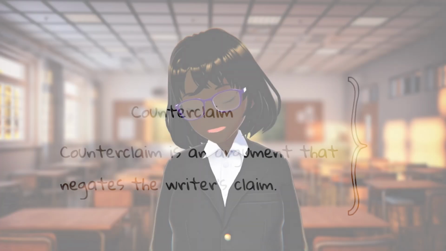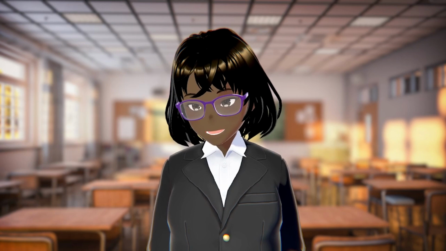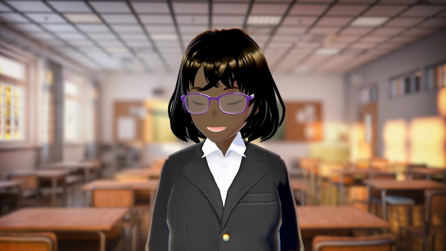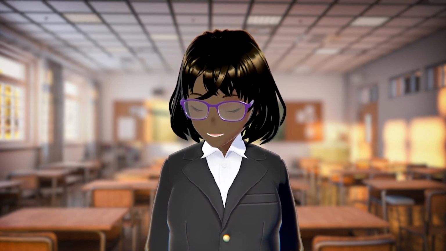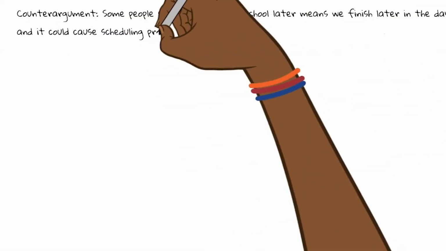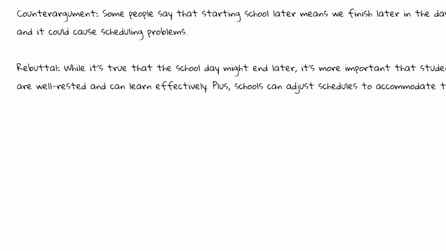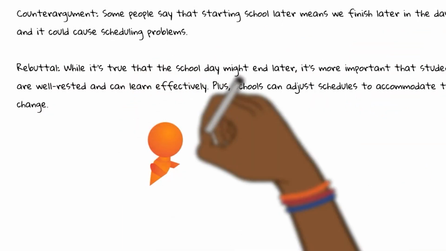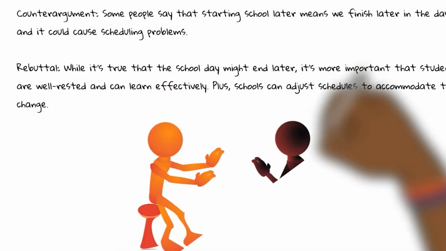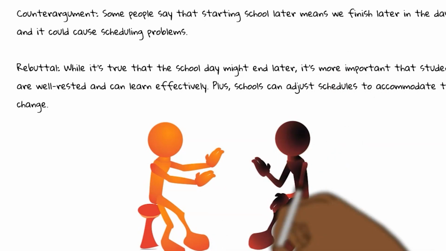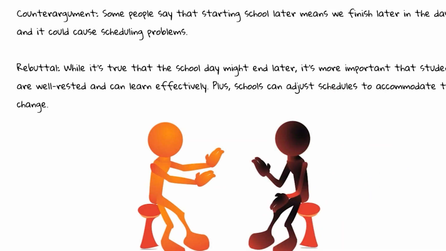So let's say that we know that our claim is that school should start later in the morning. But the counter argument can be that some people say that starting school later means we finish later in the day, and it could cause scheduling problems. We can give a rebuttal. Our rebuttal can be, while it's true that the school day might end later, it's more important that students are well rested and can learn effectively. Plus, schools can adjust schedules to accommodate the change.